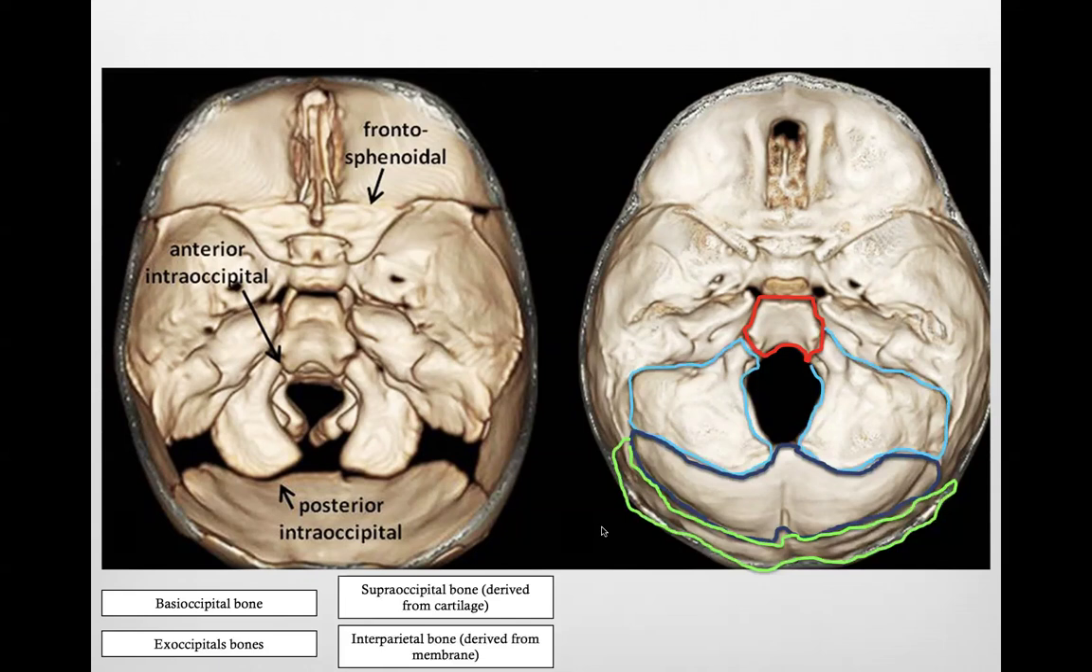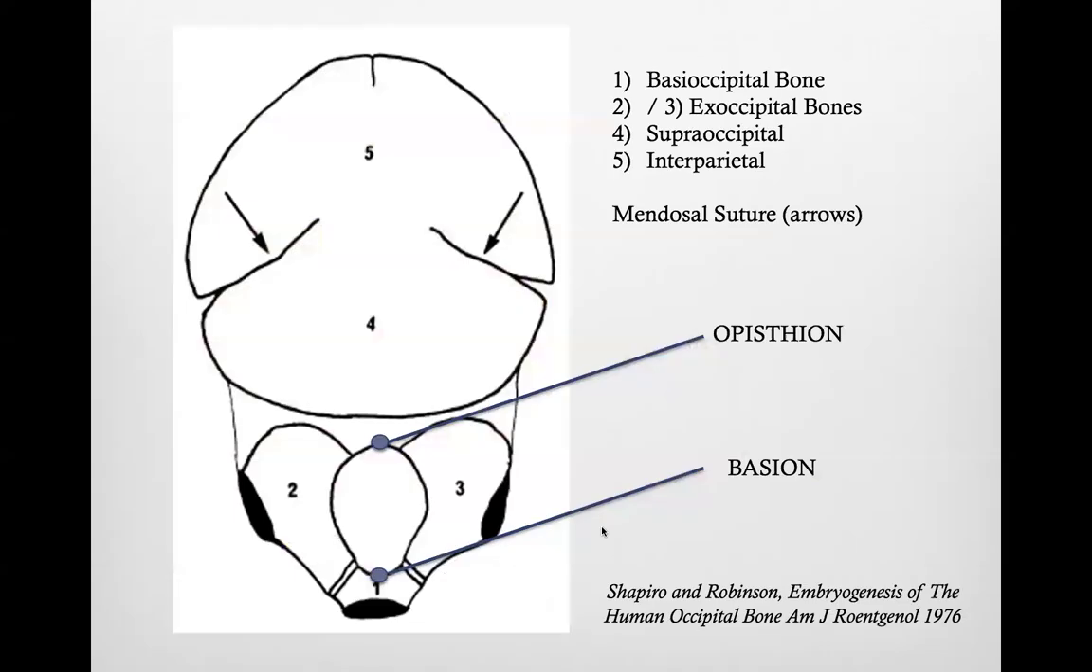It's important because in between these two parts, there is this mendosal suture that should disappear but can simulate a fracture, for instance. And that's from a beautiful book from Shapiro and Robinson. It's called The Embryogenesis of the Human Occipital Bone. It's from the 70s, but it's amazing and also shows the anterior basion and posterior opisthion points of the foramen magnum and the mendosal suture identified by these arrows. So you need to know the normal to recognize the abnormal.